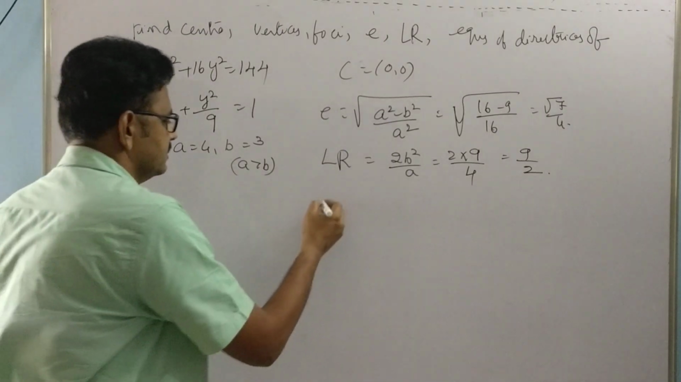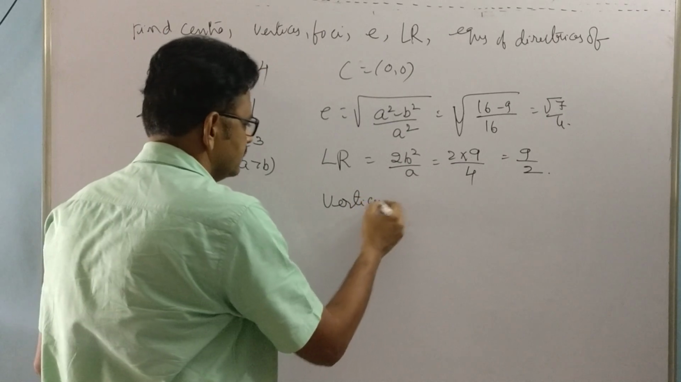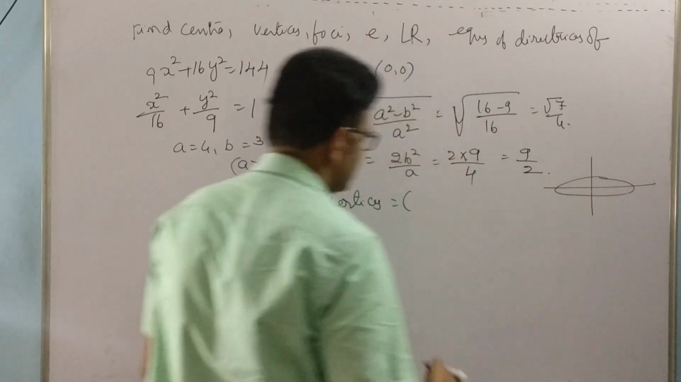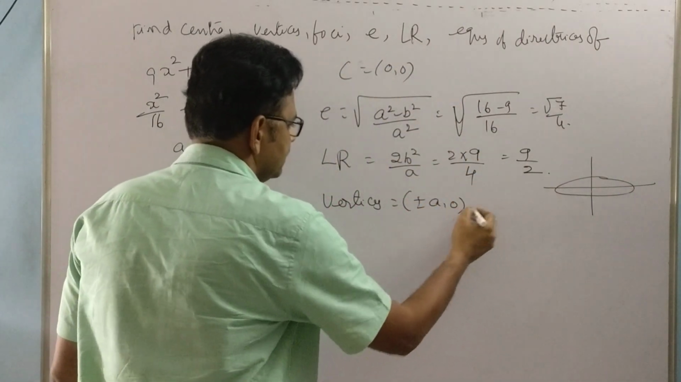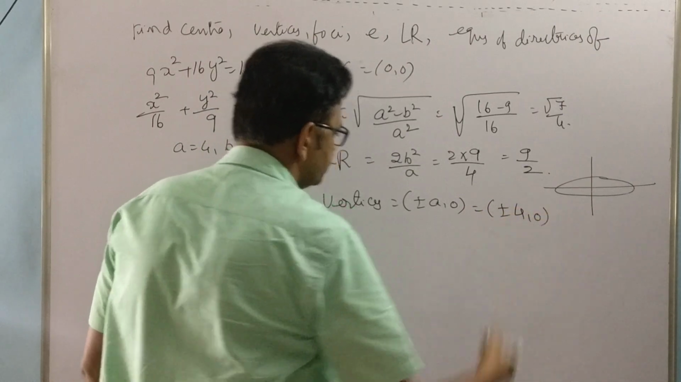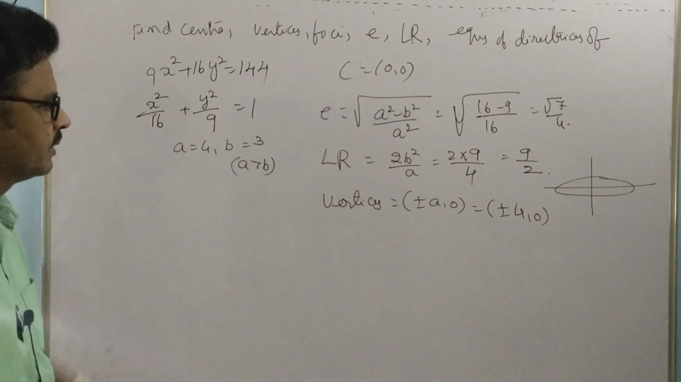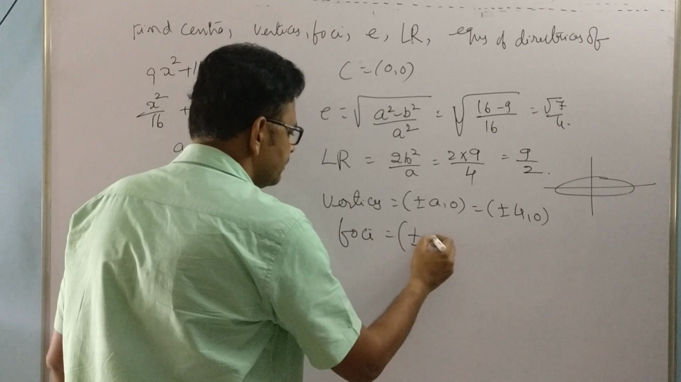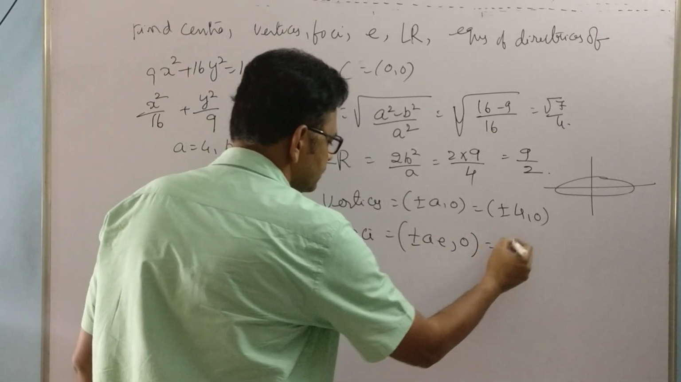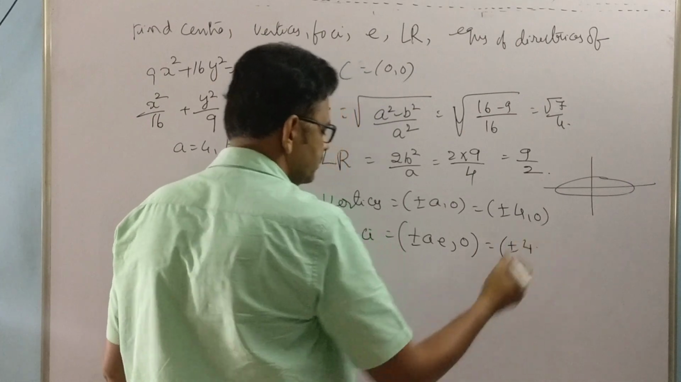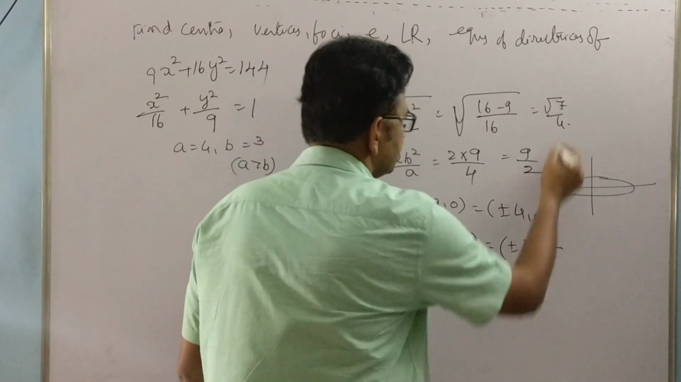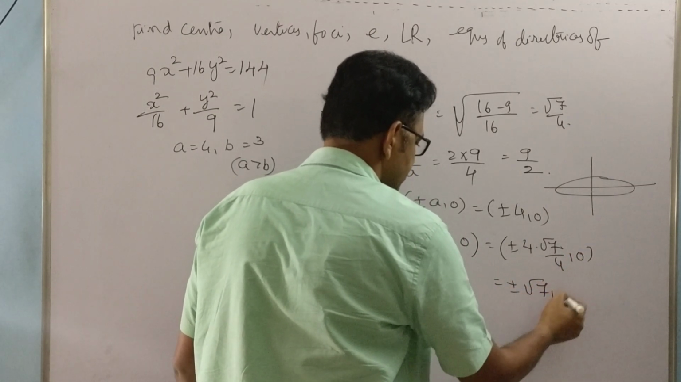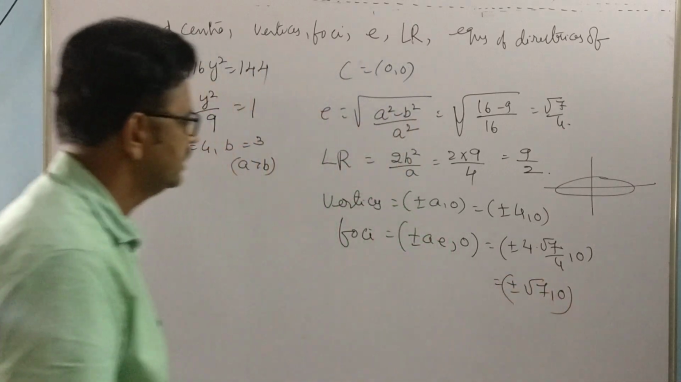Next, vertices. Because a is greater than b, the ellipse is like this. Vertices are plus or minus a comma 0, that is plus or minus 4 comma 0, where a is 4. Next, coordinates of foci: plus or minus ae comma 0, where a is 4, e is root 7 by 4, that is plus or minus root 7 comma 0, the coordinates of foci.